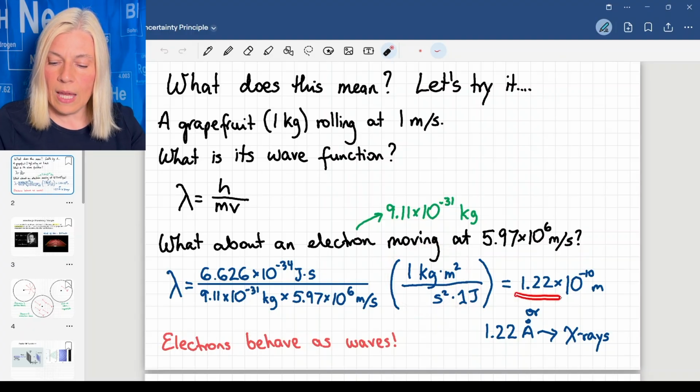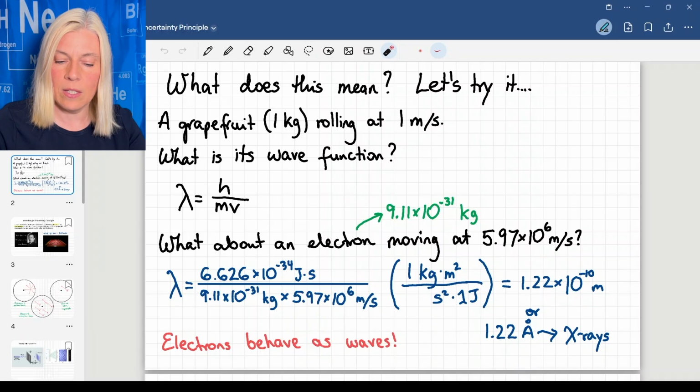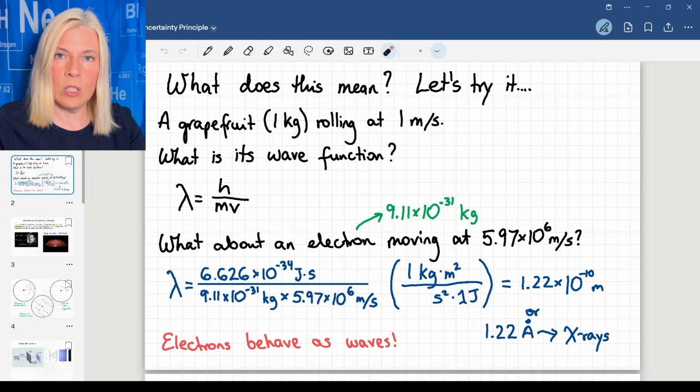And we're going to say that the wavelength of this electron moving at this speed is 1.22 times 10 to the negative 10 meters, or 1.22 angstroms. That's in the X-ray region of the electromagnetic spectrum. 1.22 angstroms. That's not nothing.